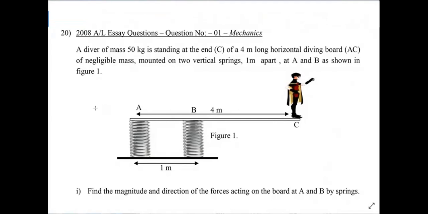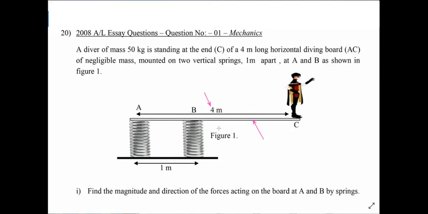This question was given in 2008. This is the first essay question given in the paper. A diver of mass 50 kilogram is standing at the point C, this point C, of a 4-meter long horizontal diving board. What is the length of the board here? 4 meter, that is given. So diving board means this.